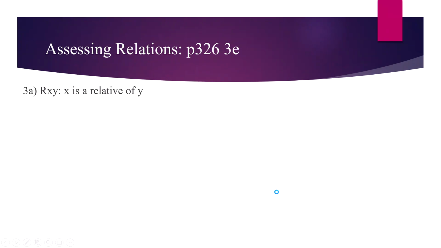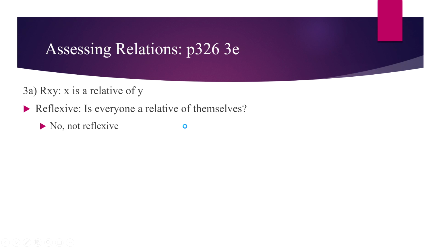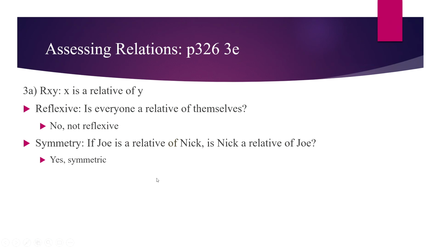Last, we have RXY. X is a relative of Y. Reflexive, is everyone a relative of themselves? No, not in the way that we normally think of the word relative. People aren't relatives of themselves, they just are themselves. Symmetry, if Joe is a relative of Nick, is Nick a relative of Joe? Yes. Being a relative of someone seems to be the type of thing that is symmetric.